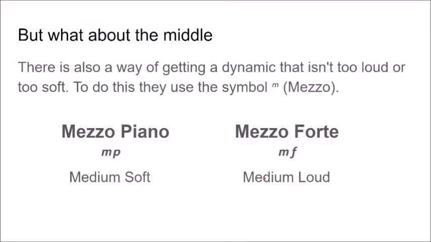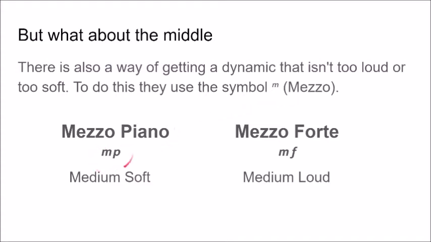But wait, there's a little bit more to dynamics than first meets the eye. There is a way to play the music in between loud and soft. To be able to do this, the songwriter adds a little M, called a mezzo, in front of the other letters.